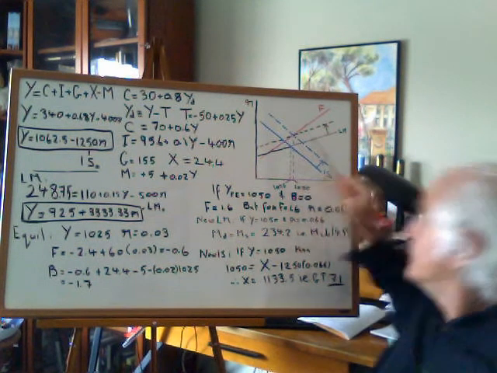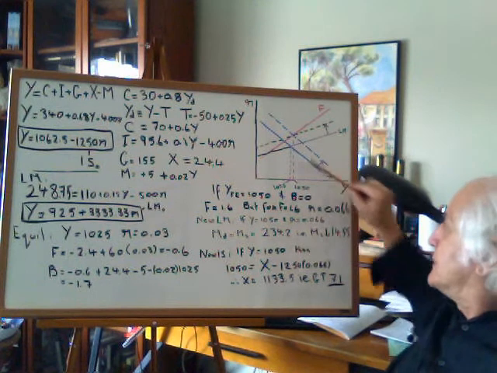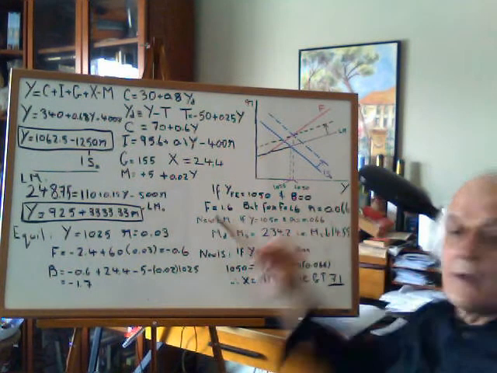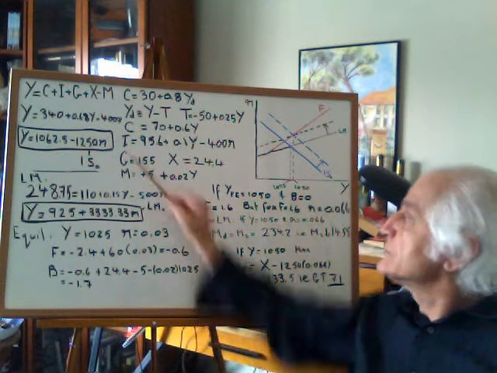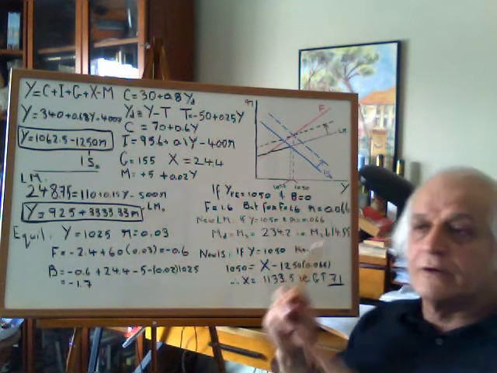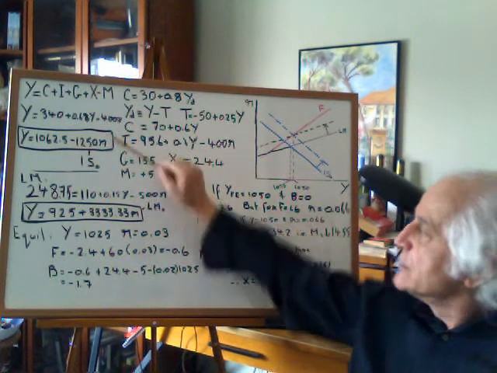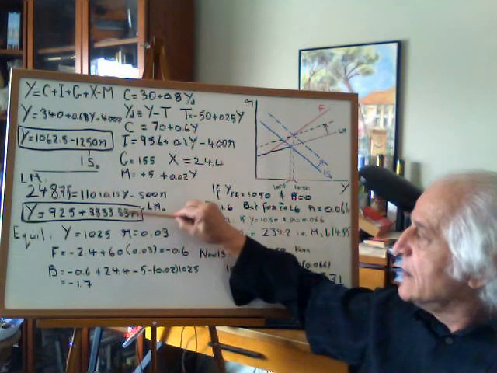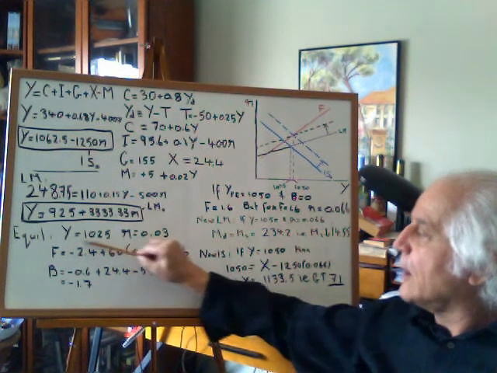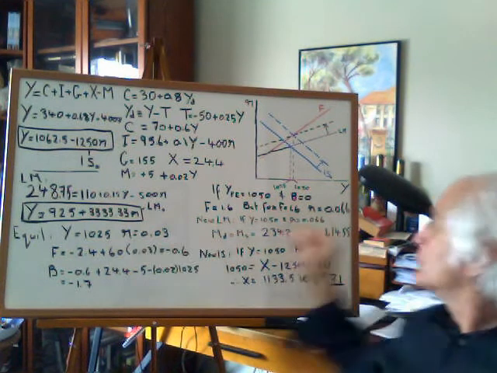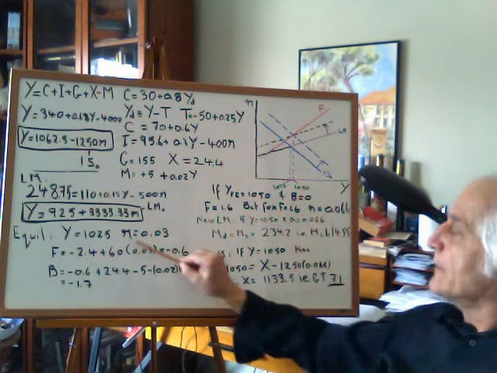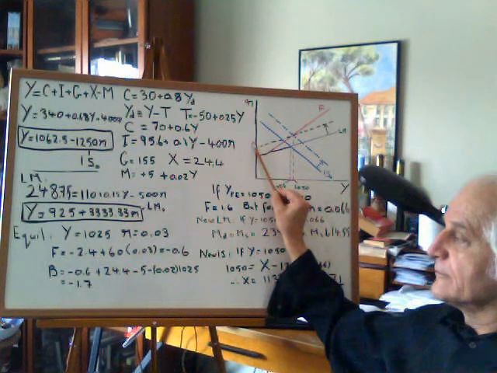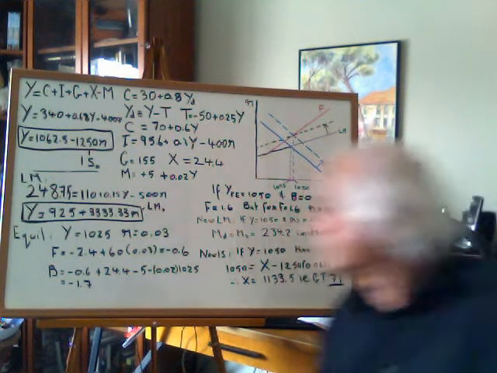So what do we have right now? We've calculated this IS and this LM. How do we solve simultaneous equations? We set them equal to each other because we'll find out where they intersect, right? So we said this is equal to this, and once you do that, you find out that Y is going to be 1025, and the interest rate is going to be 3%. That's the equilibrium. That's it, the domestic equilibrium.